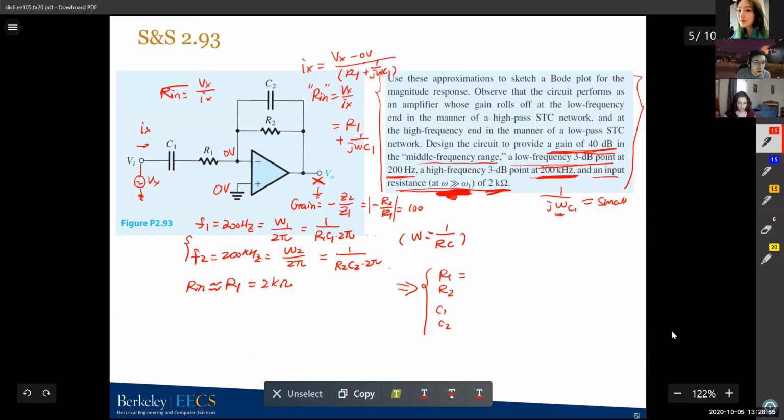I'll put the result here. Our R1 is 2k ohms, our R2 is 200k ohms. C1 is 0.4 microfarads, and C2 is 4 picofarads. So this problem is solved just by following the steps.